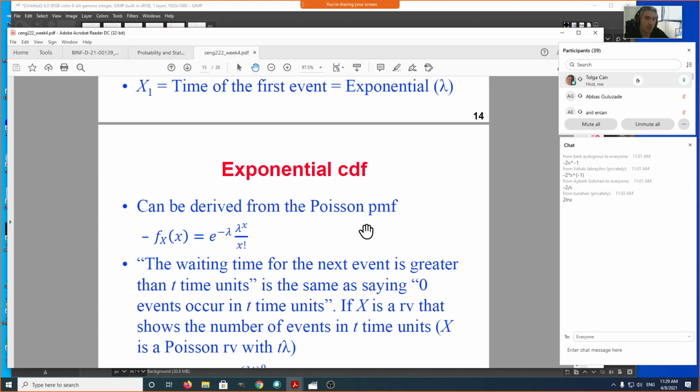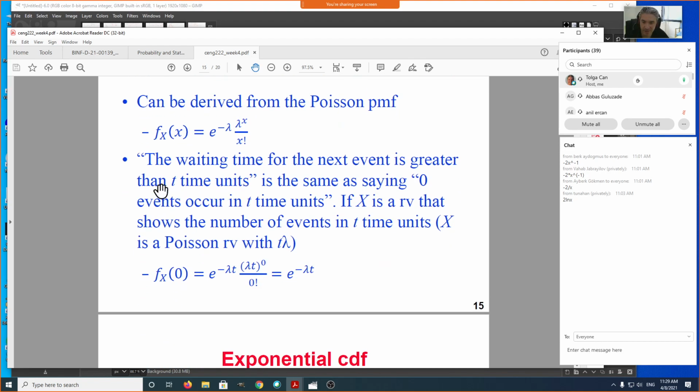What is the time to wait until the next event? It is the probability that in this interval I observe 0 events. So if you plug in 0 for your number of events that you observe, then take 1 minus that one. So this is exactly written here. The waiting time. So this is the Poisson PMF, sorry. So this is the Poisson PMF function.